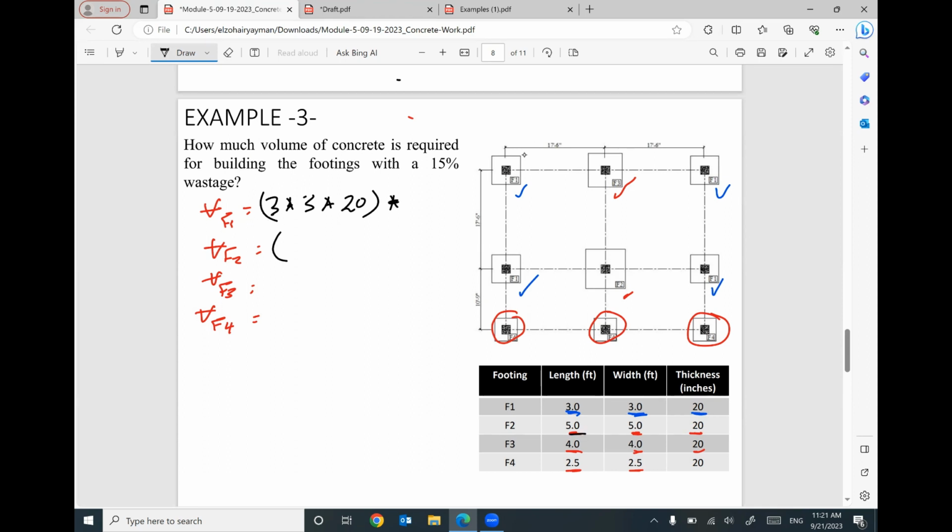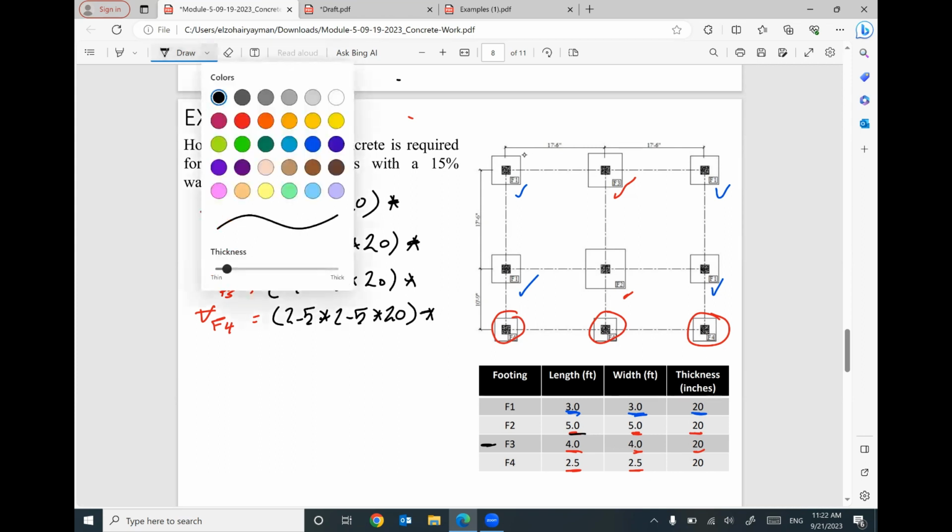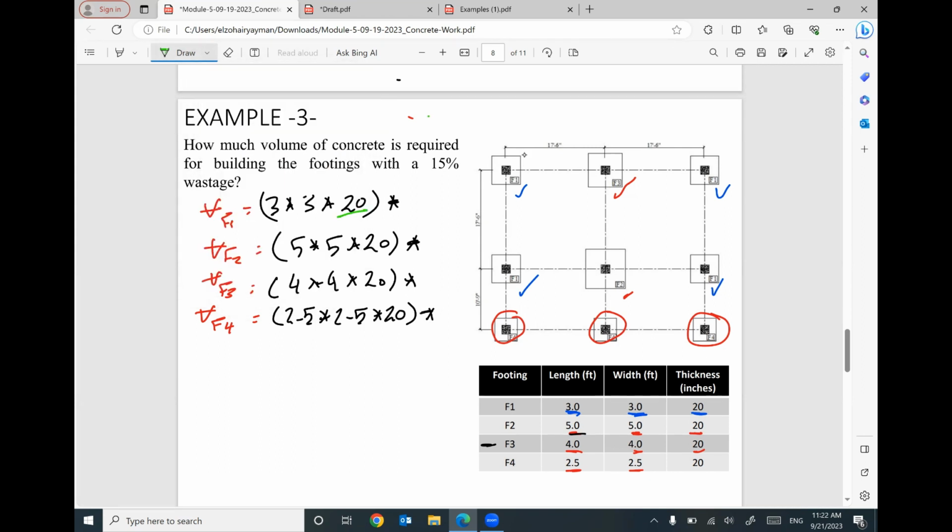F2, length by width by thickness by number. How many? F3, 4 by 4 by 20 by number. F4, volume for footing F4, 2.5 times 2.5 times 20 by number. We have little mistakes here. This 20 must be divided by 12 to convert it to feet because it's in inch.